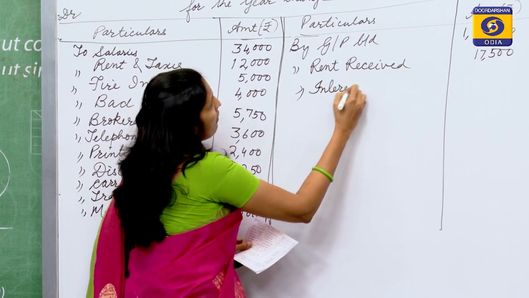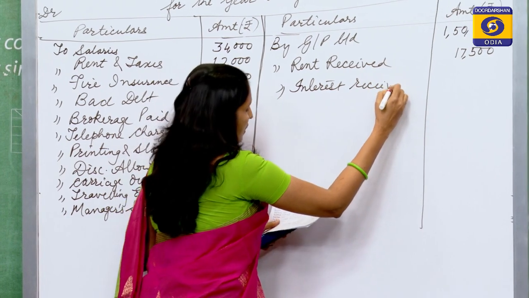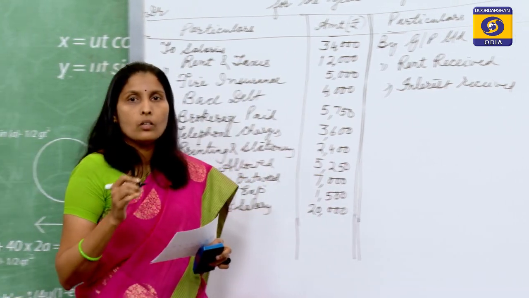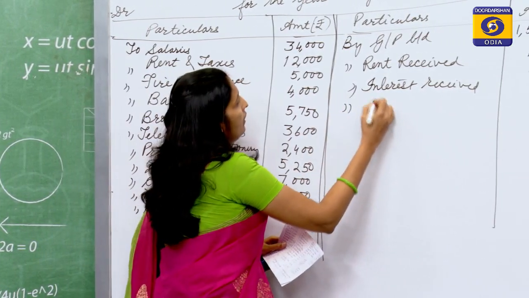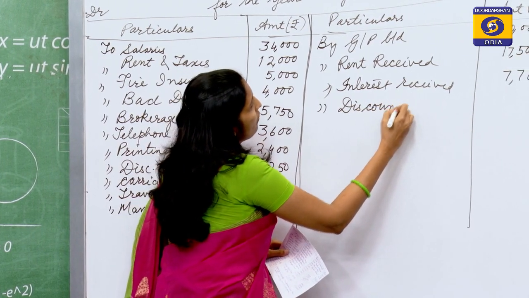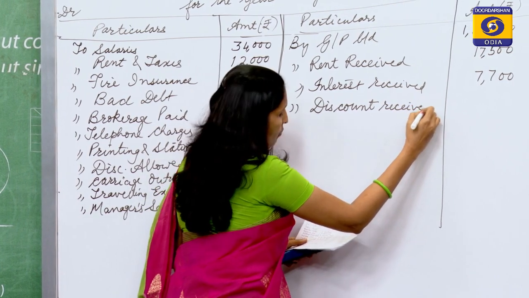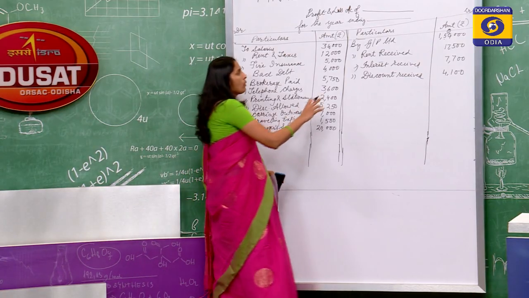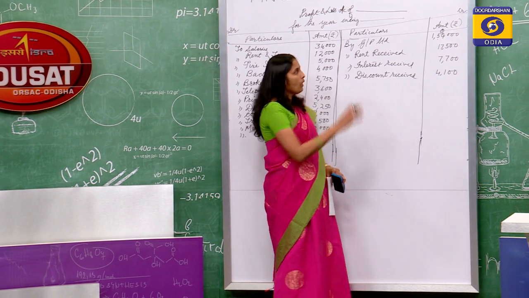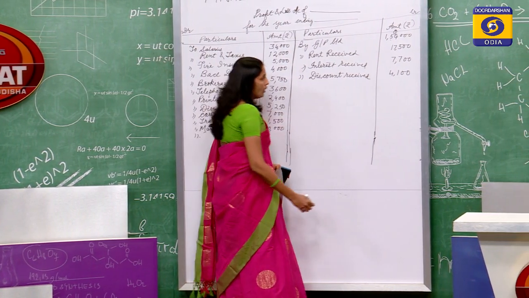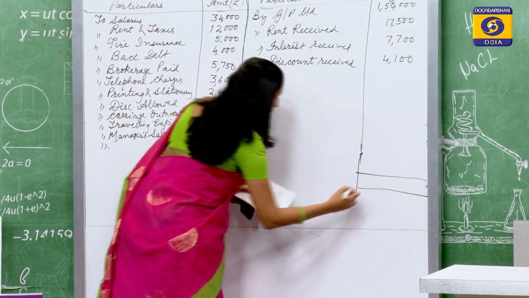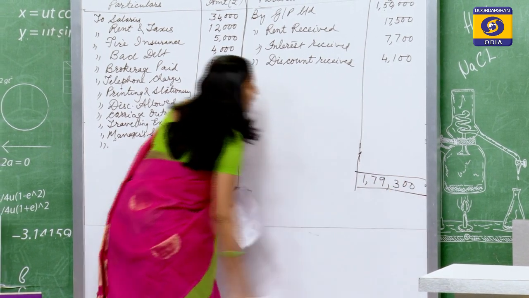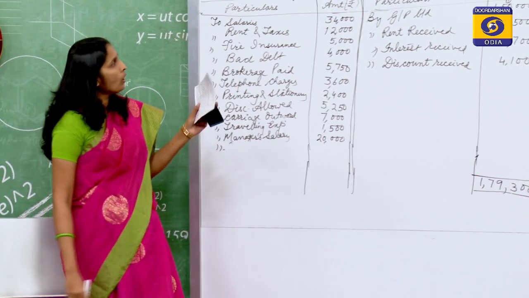The next item we have is interest received. The amount of interest received given to us is 7,700. And then we have discount received. The amount of discount received is 4,100. Students, the discount received amount is 4,100. Now, let us do the totaling on the credit side. The total of the credit side should come to 1,79,300.